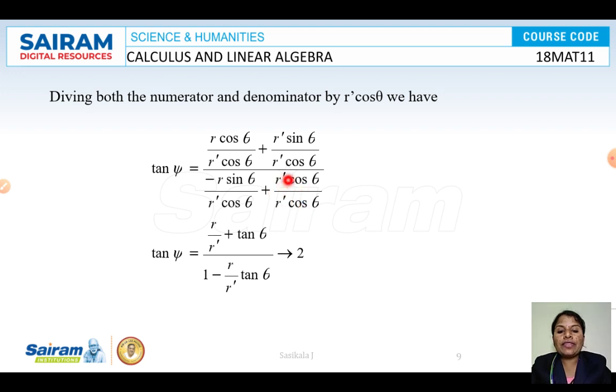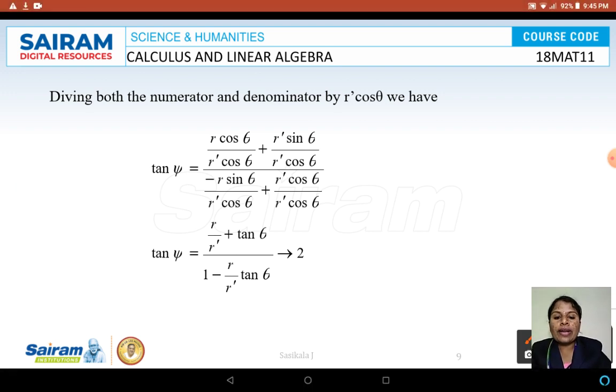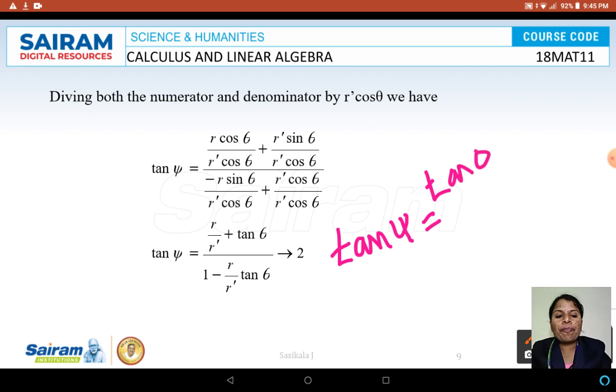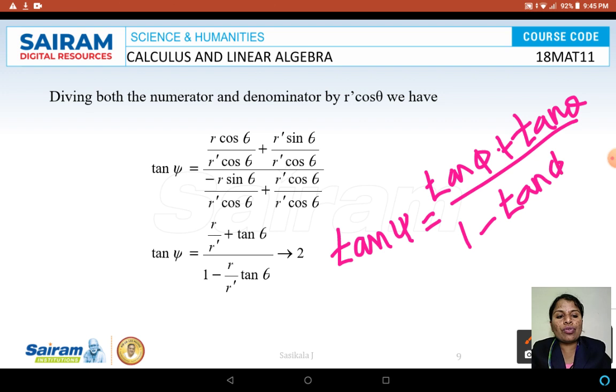So this will go to 1, and this sin by cos will be tan, and here cos theta and cos theta will get cancelled. I'll get r by r dash, and here also r dash will get cancelled. Sin by cos will be tan. This I am going to mark as equation number 2. So as per equation number 1, I am going to write it here: tan psi is equal to tan phi plus tan theta in the numerator, and in the denominator 1 minus tan phi into tan theta.